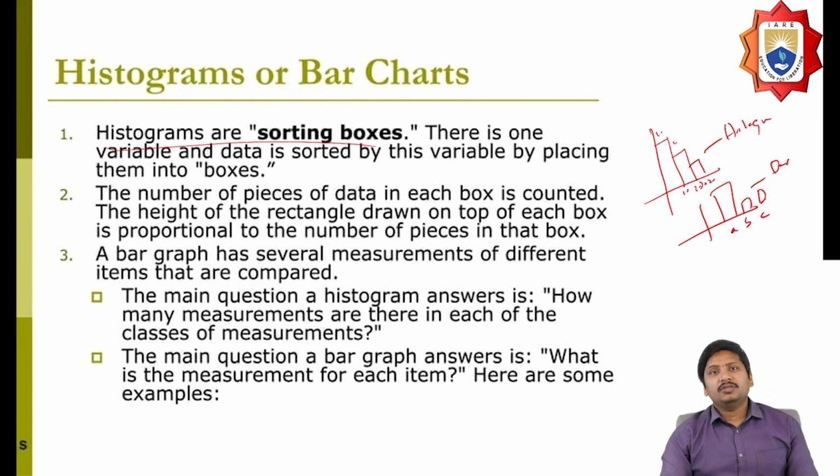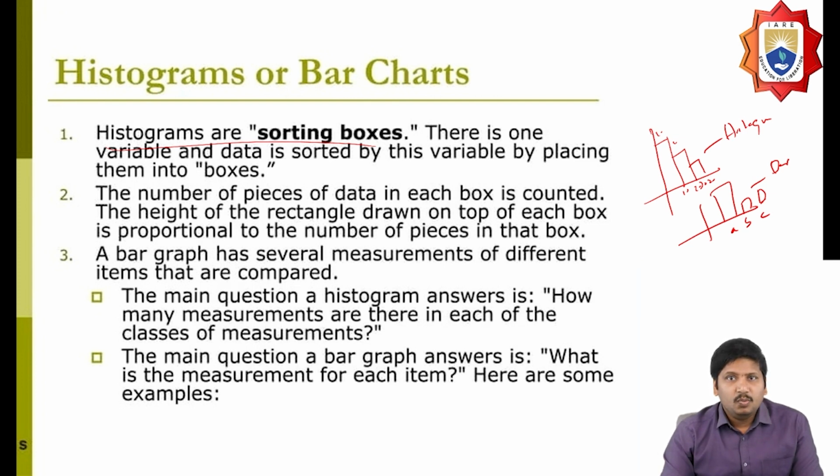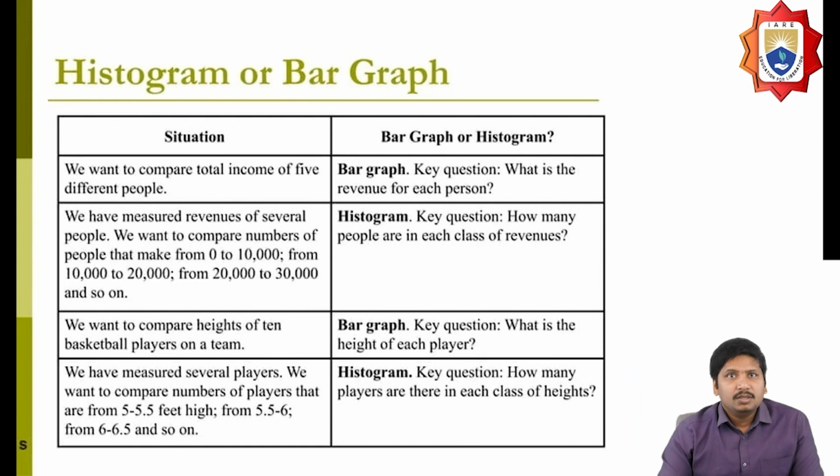So based on that, we have to consider some of the measurements: how many measurements are there in each class of measurement, and what should be the measurement of each item. Then, what are the examples I'm going to see? Based on the situation, we have to decide whether to construct a bar graph or a histogram.